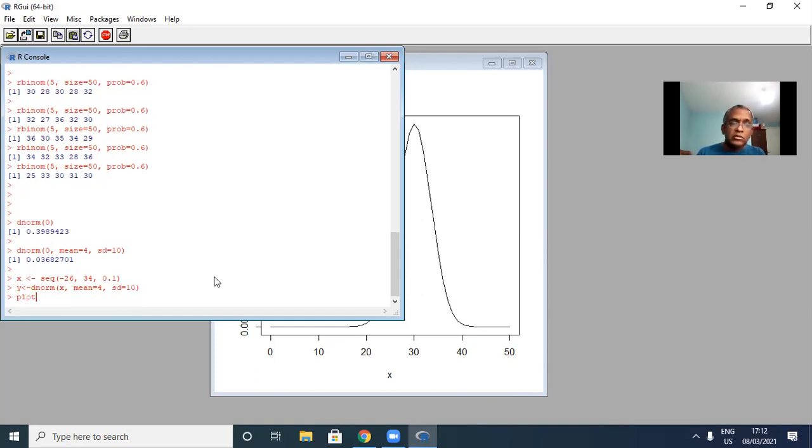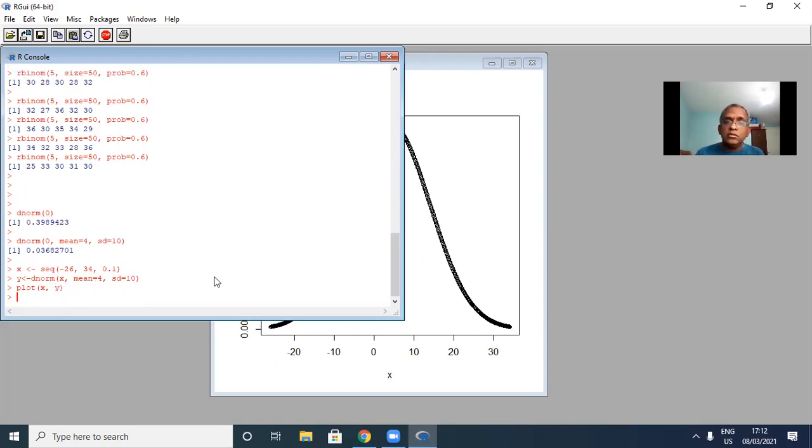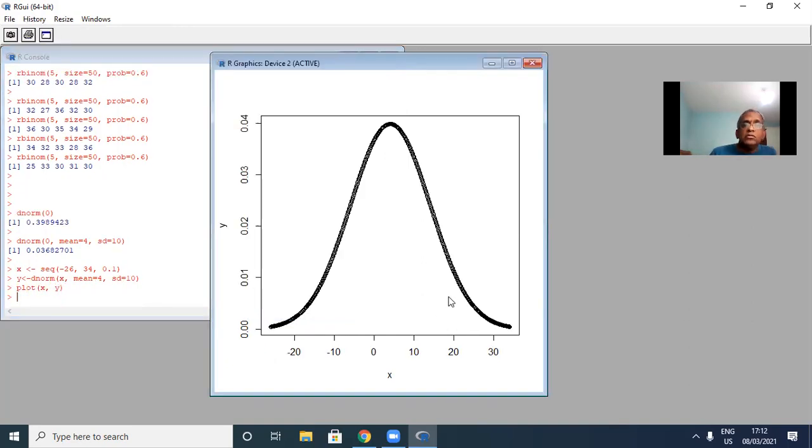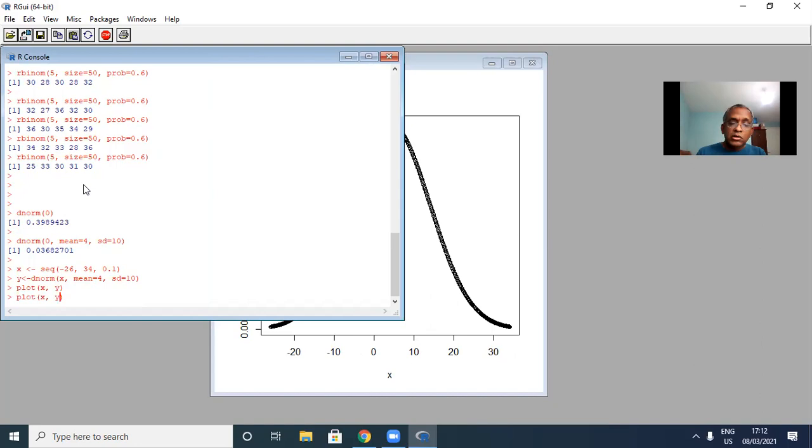Then you should plot x versus y. This is what you will get. So what you see here is the density of a normal distribution with mean equal to 4 and standard deviation equal to 10. You can join them up using type equal to L.